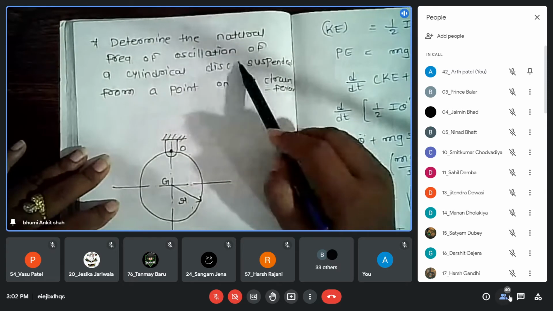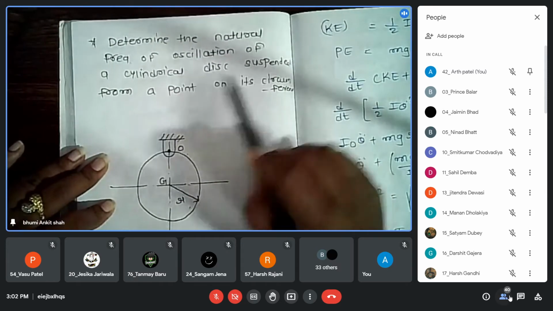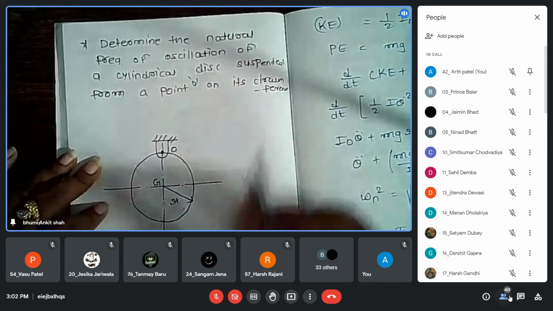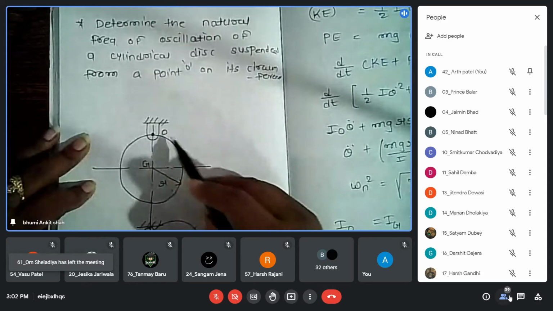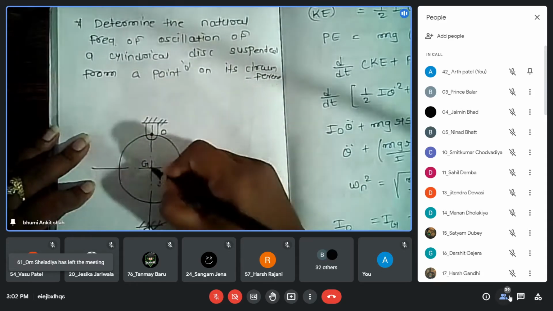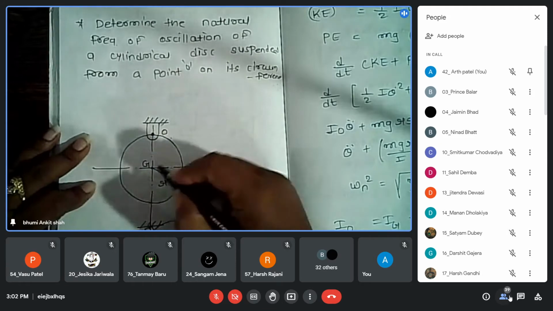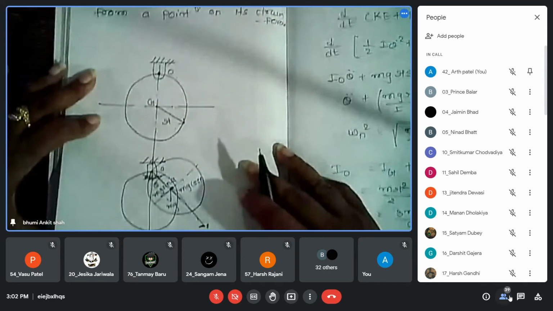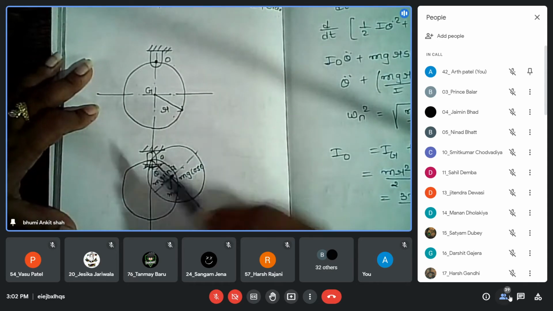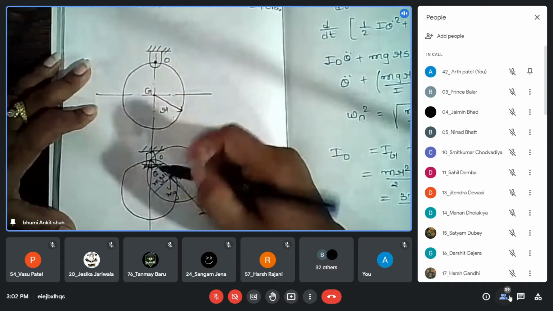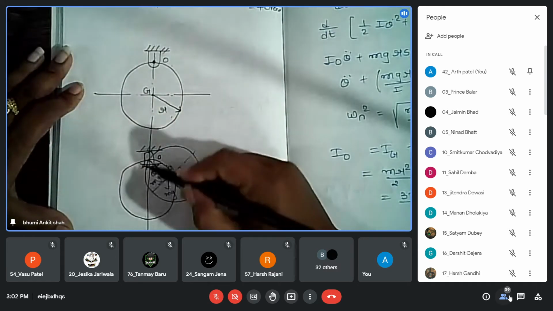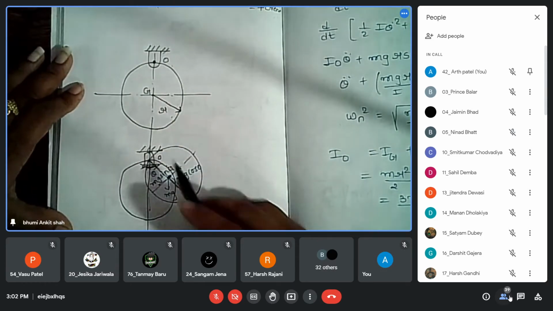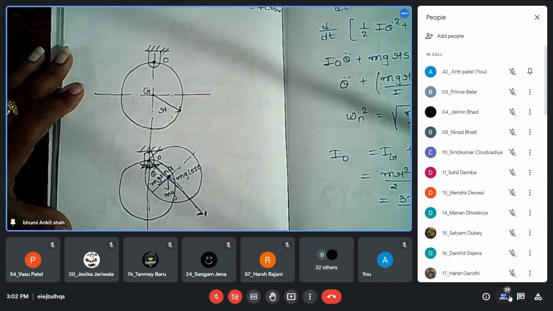Determine the natural frequency of oscillation of a cylindrical disc suspended from a point O on its circumference. So here you see, it is fixed at point O on the circumference. At the center, gravity is concentrated and it has radius r. So this is in the equilibrium position. When you disturb this, it makes an angle theta. Just see, this is your original axis, and when you displace it like this, it makes an angle theta. You can see it is making an angle theta, right?